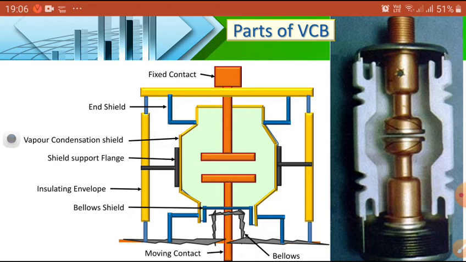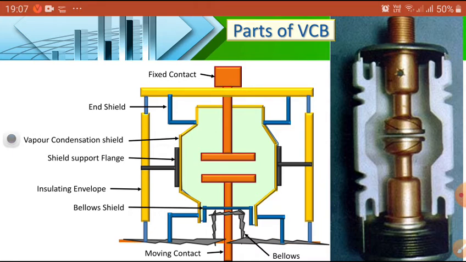Now after that, we are going to learn one by one the construction of a VCB. Now we have seen the parts. Now each part, what is the purpose? How is the construction? This is the interrupter. Overall, how is the construction of the VCB? So before that, this is an interrupter shield generally used in high voltages and low voltages in substations as well as in industry.